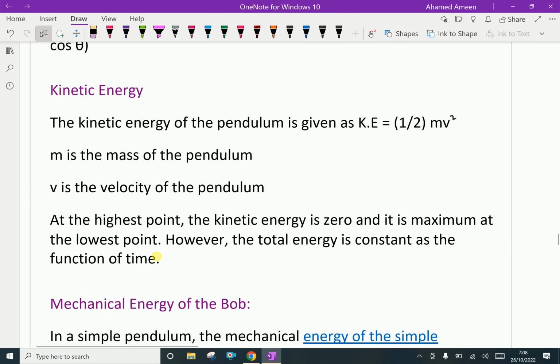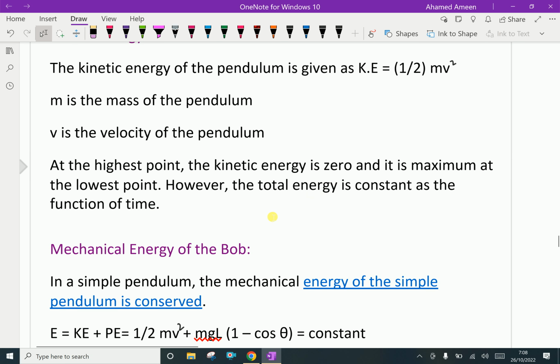Now, kinetic energy. The kinetic energy of the pendulum is given as half mv squared. Normally, what is kinetic energy? A body, while it moves, has some energy. It's called kinetic energy. If the velocity is higher, the kinetic energy is more and more. If the body stops, kinetic energy is zero. m is the mass of the pendulum, v is the velocity of the pendulum. At the highest point, the kinetic energy is zero. That means the bob is at the horizontal position, its kinetic energy is zero, and it is maximum at the lowest point. That means it's opposite to potential energy. Potential energy is maximum at the higher horizontal position, but here kinetic energy is zero at the horizontal position.